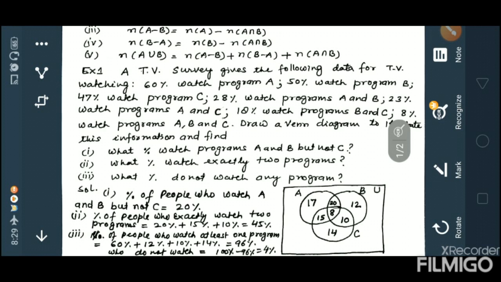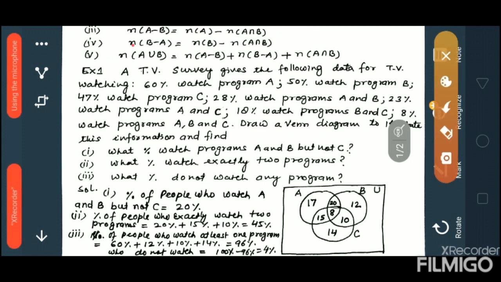So students, we solve this problem using Venn diagrams. We can also solve it using our analytical method, that is the formula for three sets, but the easy one is the Venn diagram. 60% watch program A, it means if there are 100 people, then 60 of them watch program A, and 50% watch program B, it means if there are 100 people, then 50 watch program B.